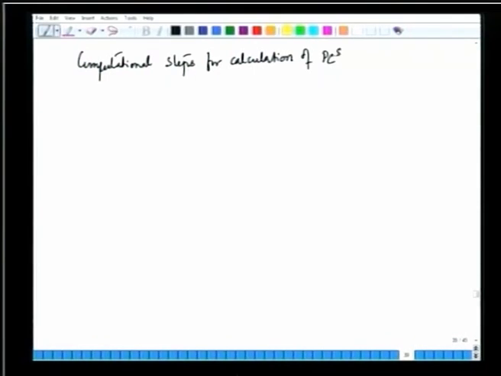Calculation or construction of PCs. Now that we know the theory behind this, we know that the important data that we require is nothing but the variance-covariance matrix of the original variables, sigma. From here we can calculate the eigenvalues, eigenvectors, and the principal components also. That is what matters to me.